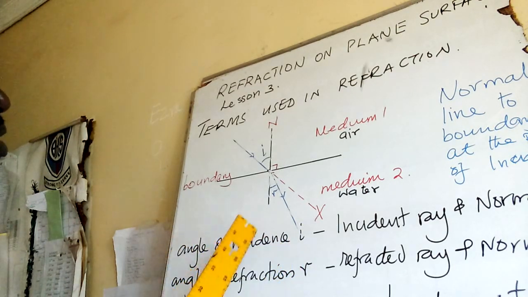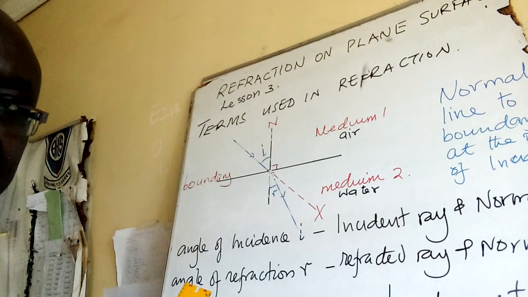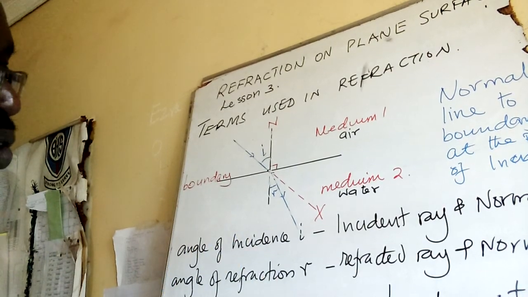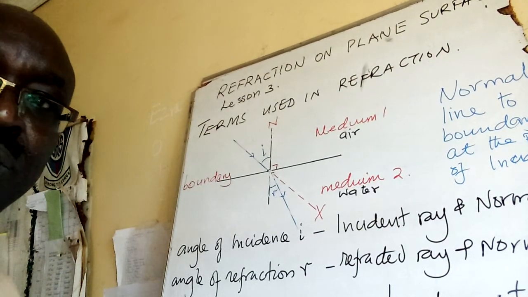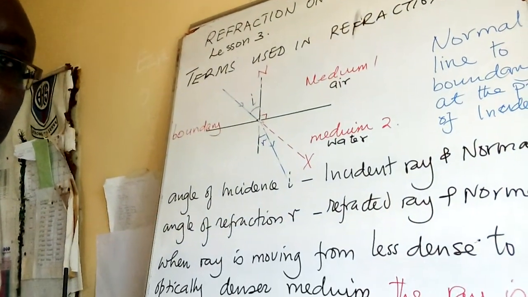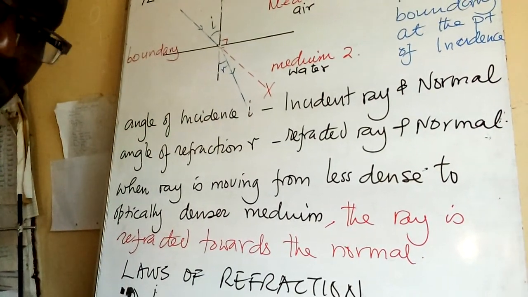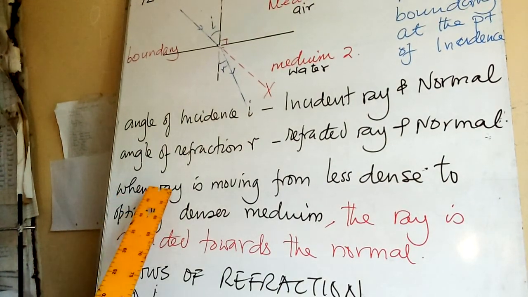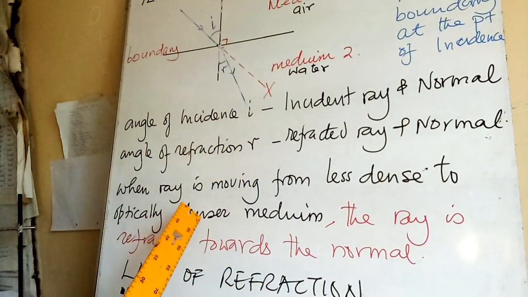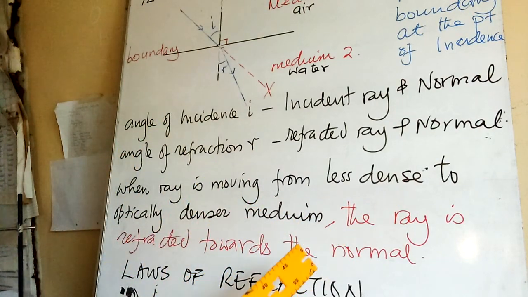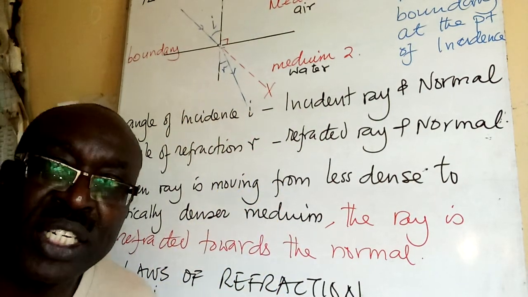Then we have what maybe you can take note of, the extent of bending. When a ray is moving from less dense to optically dense medium, like from air to water, what happens? The ray is refracted towards the normal. The ray is refracted towards the normal.